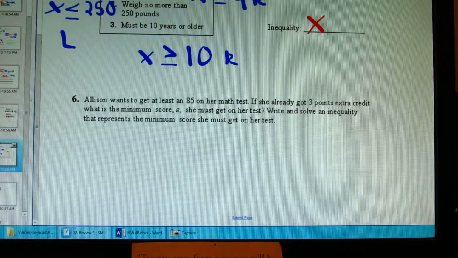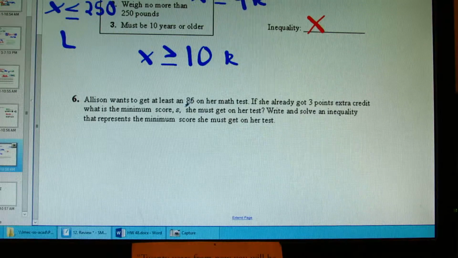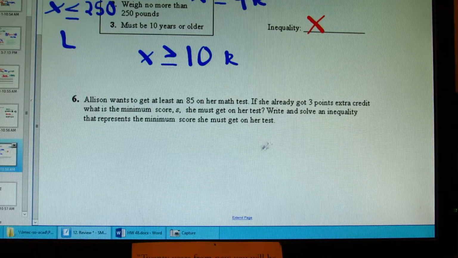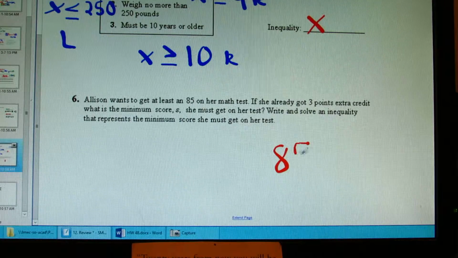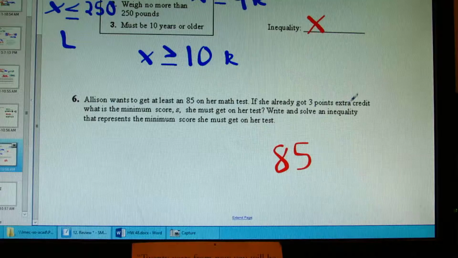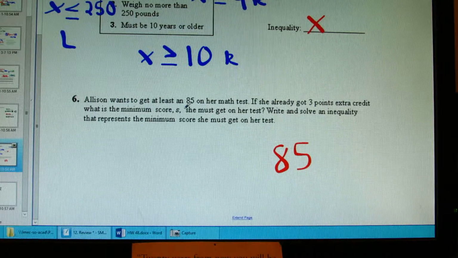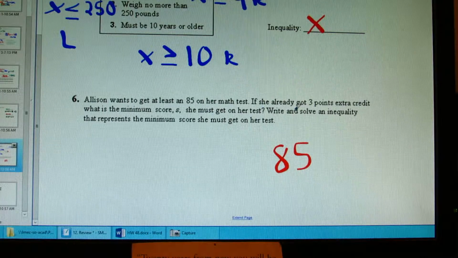And last one, here we go, before the quiz. Allison wants to get at least an 85 on her math test. Allison was a student I had a few years ago. She wants to get at least an 85 on her math test. She already got 3 points extra credit. Hey, good for her. What is the minimum score, S, she must get on her test?